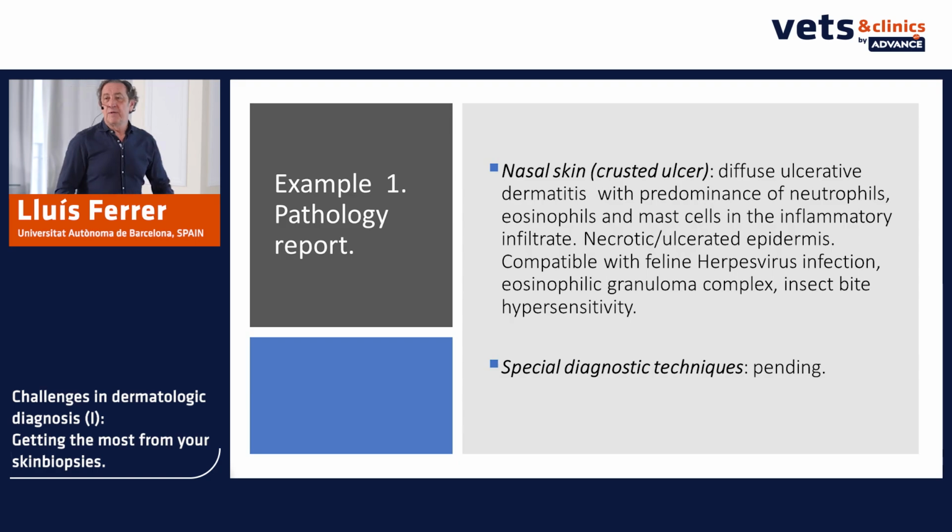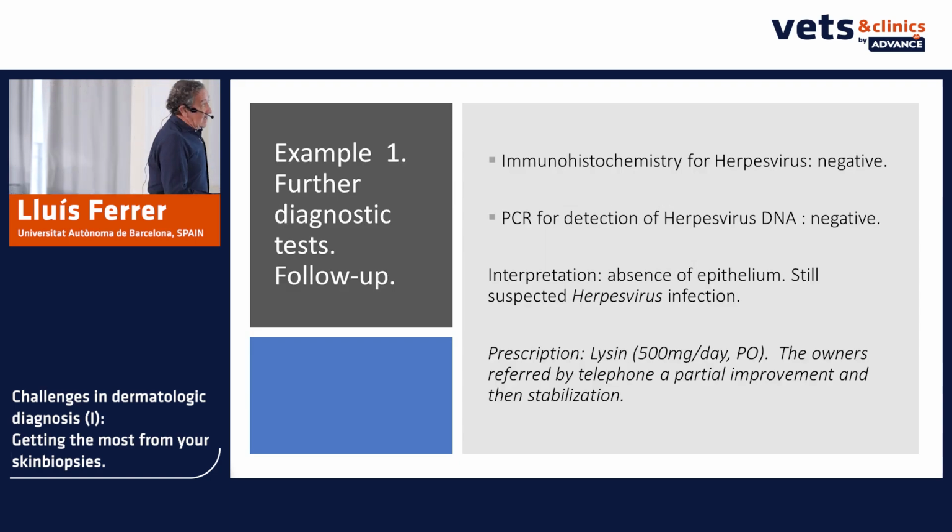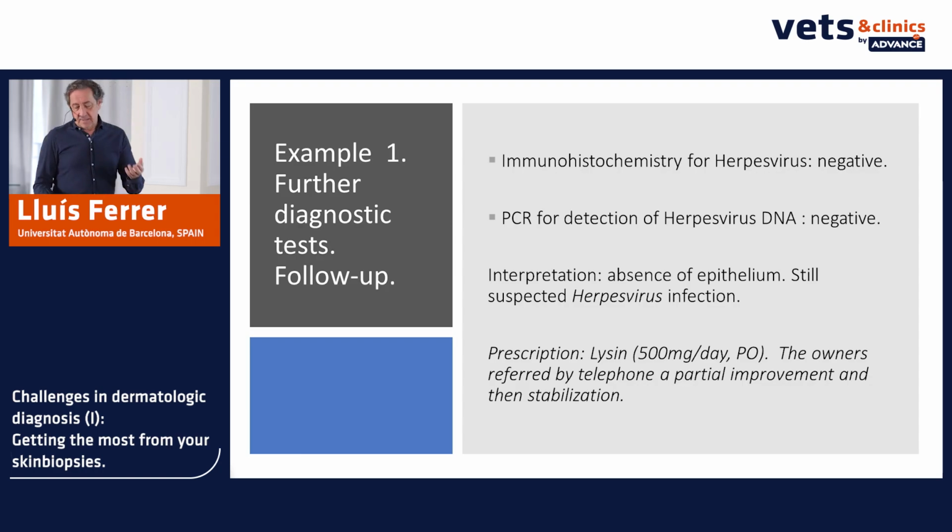She asked to do special techniques and said, okay, we don't see clear lesions, but maybe we can do immunohistochemistry, PCR, to detect herpes virus. Not so complicated. So they did the immunohistochemistry and it was negative. They did the PCR for herpes virus and it was negative. They sent me the results, the biopsy.